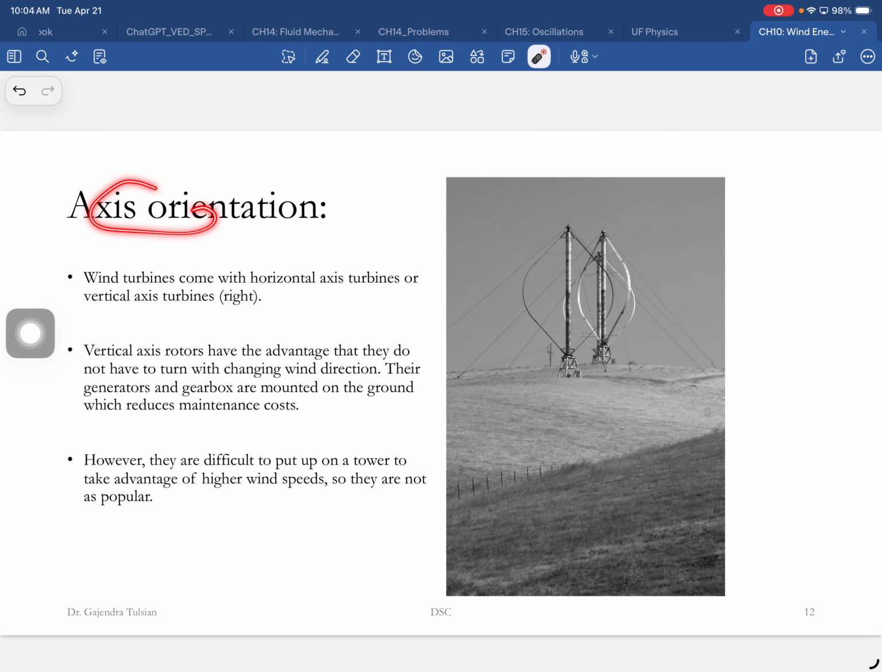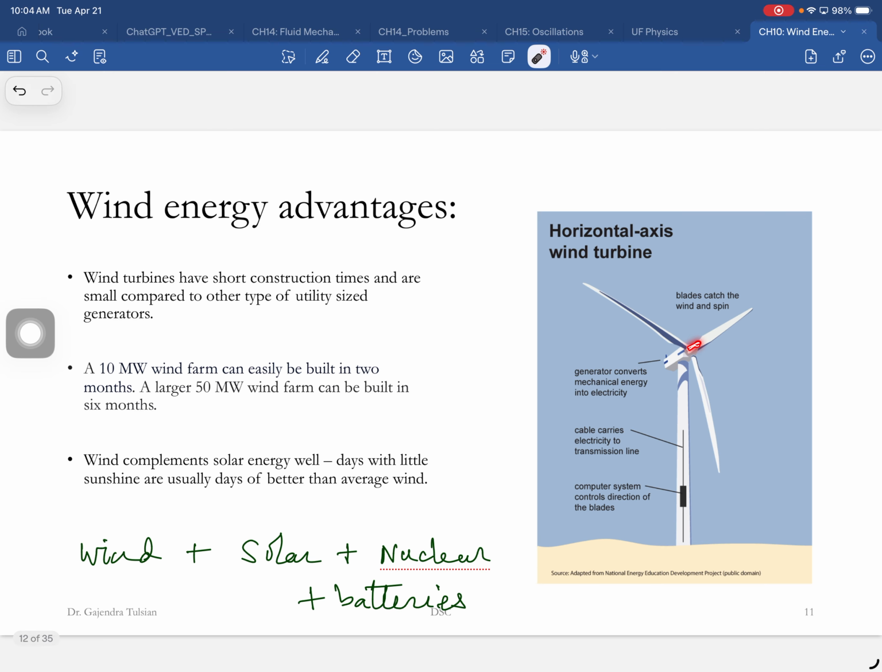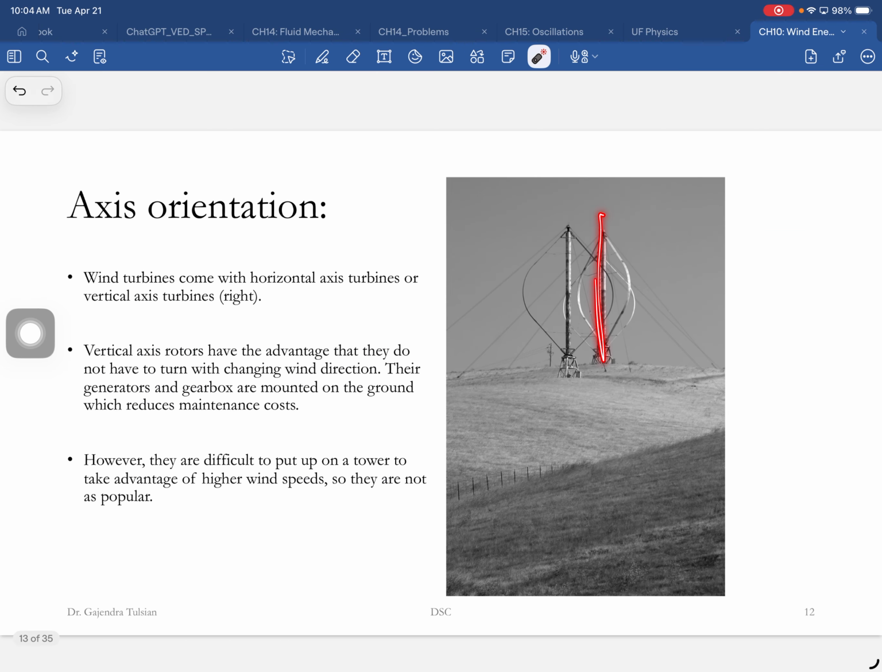Okay. So this is the axis. Here, this is a horizontal axis windmill. This is a vertical axis windmill. These guys are more stable. And the generator box is on the ground level, so these guys are easier to maintain. And no matter which way the wind is blowing, they'll rotate. So they have that huge advantage over this guy.